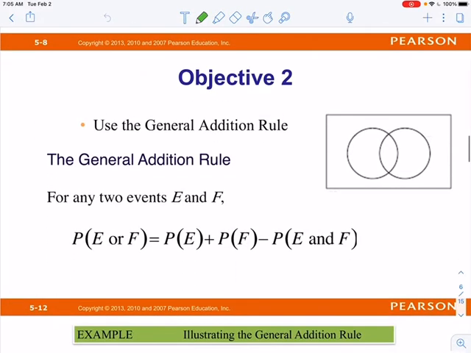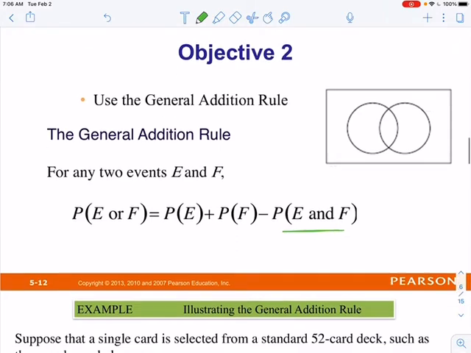Then for objective 2, we had something that ended up overlapping. Objective 2 was to use the general addition rule. For any two events E and F, if there is something that overlaps, you're going to take the probability of E, add the probability of F, and then subtract out the probability of E and F, the part where they overlap.